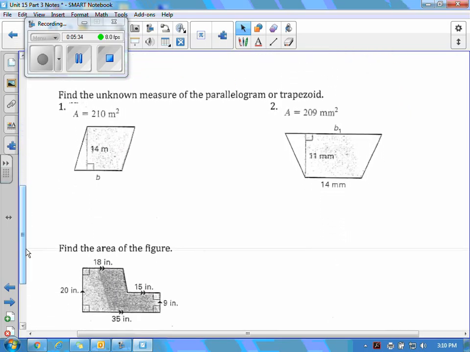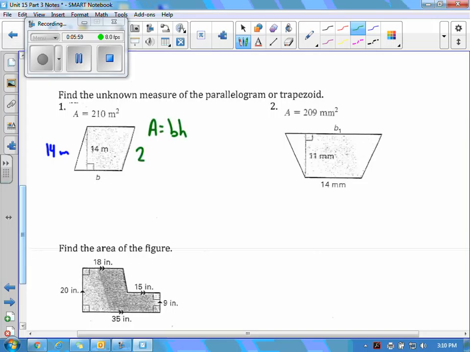The second to last part is finding an unknown measure when you're given the area. So if you look at number 1, we're given the area, and then we have a height and we have a base. It's hard to read up here, but it's a lot easier on your paper. The height is 14 meters. So we know our formula for the area of a parallelogram is area equals base times height. So we're going to plug in what we have.